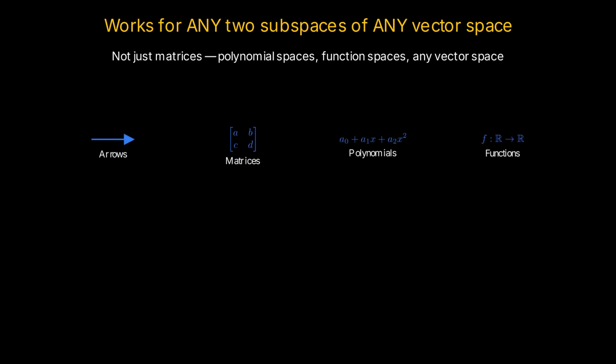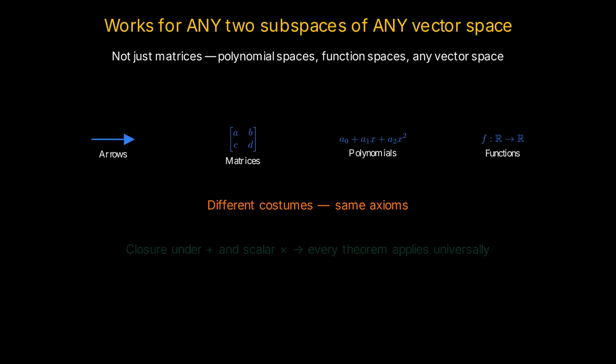Vector spaces aren't about what the objects look like. Arrows, matrices, polynomials, functions, these are all different costumes. What matters is closure under addition and scalar multiplication. Once those axioms hold, every theorem applies universally.